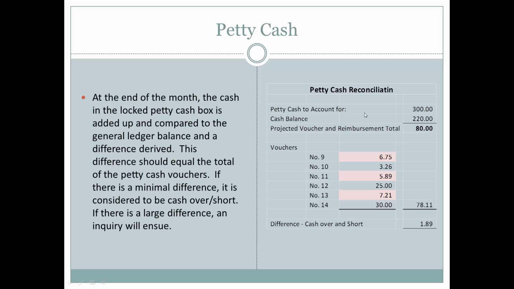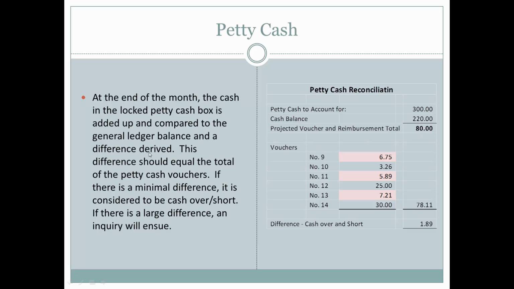So here's the petty cash to account for. So we have a petty cash fund in the amount of $300, and you add up all of the cash in the petty cash box, and we see that we have $220 on hand. So this represents the projected voucher. So all our vouchers should agree to the $80. So we should have $80 in vouchers, and also this represents the reimbursement total. So we have cash on hand of $220, and now we have to reimburse the fund for $80.